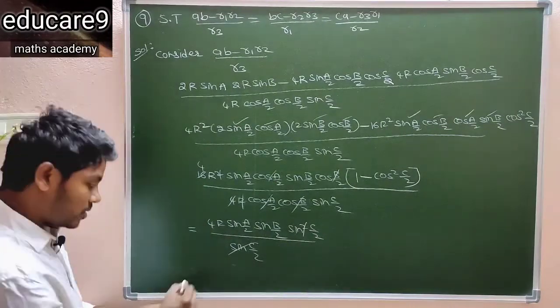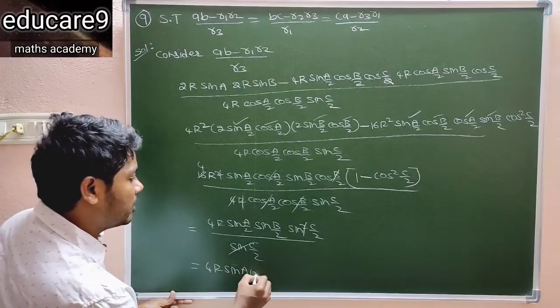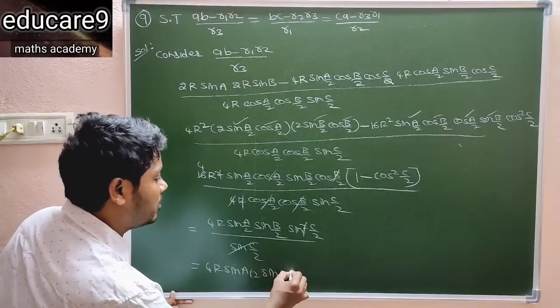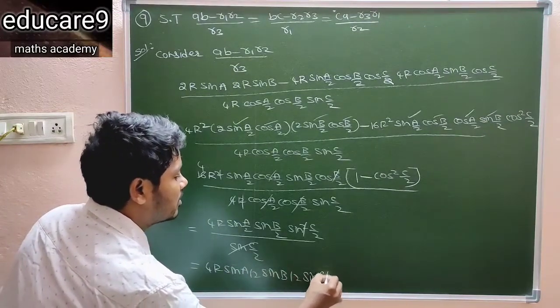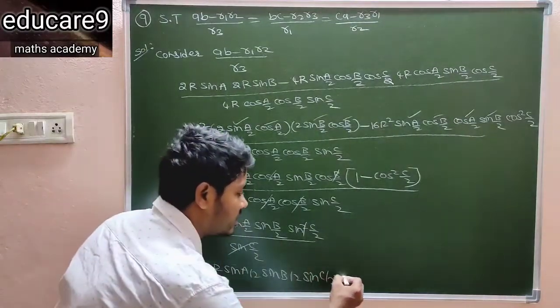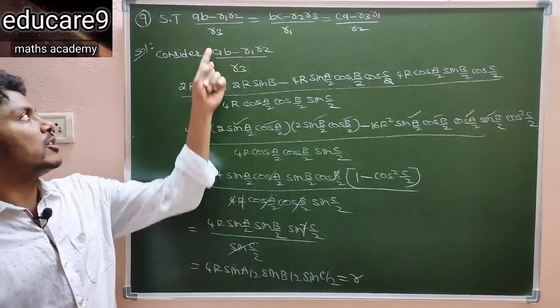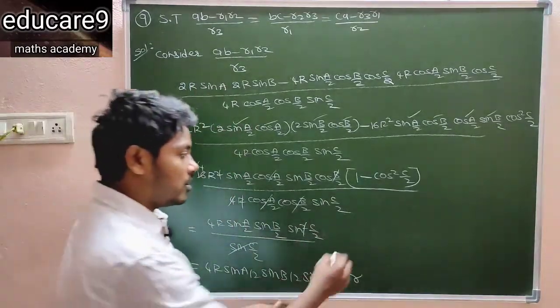Okay. So clear, this is what? 4R sin A by 2 sin B by 2 sin C by 2. So clearly all terms are sin terms. So clear, this value is small r. Okay. So what you got? First term small r.